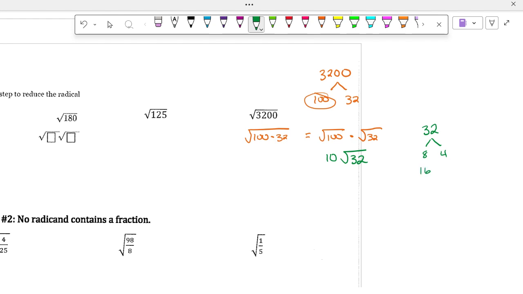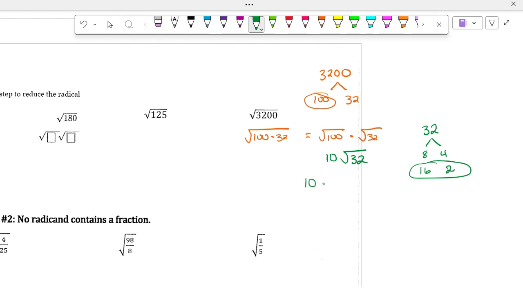16 and 2. Now, you could easily pick 8 and 4, but you would have to simplify again after that. My recommendation is to try to find the biggest perfect square so you have the least simplification possible. But if you can't, that's okay. Just find one where there's a perfect square and you may just have to simplify again. All right? So I'm going to pick 16 and 2.